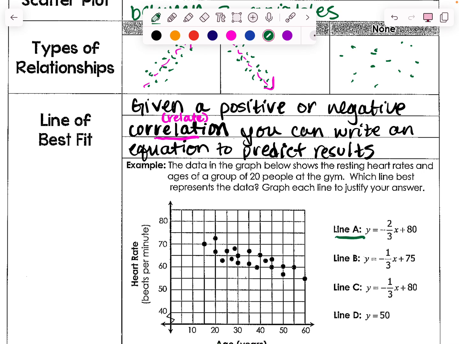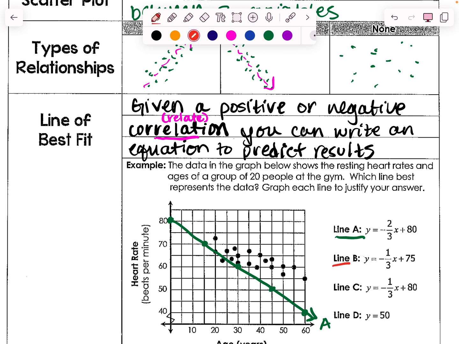The intercept is at 80. And my slope is down 2 over 3. Negative 2 over 3. So I'm going to go 1, 2, 1, 2, 3. 1, 2, 1, 2, 3. 1, 2, 3, 2, 3. And then I'm going to draw my line. I'm going to label that A. Do you think that line is a good representation of the data? Nah, it doesn't look that great to me.